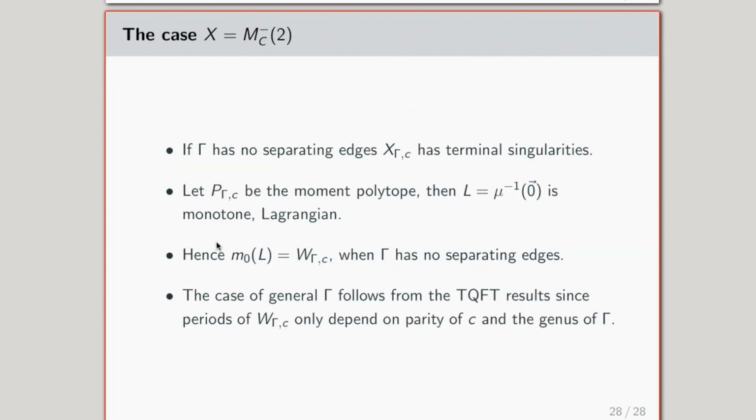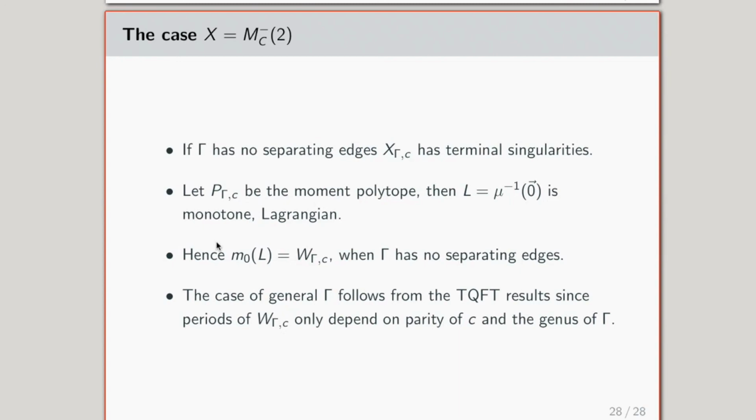Finally, we proved this theorem, which I stated, saying that if gamma has no separating edges, this toric variety has terminal singularities. We use that result, and then that other theorem that I used, saying that in the case of terminal singularities, the Newton polytope of the Floer potential is going to be equal to the Newton polytope of the toric variety, which is the fan polytope.